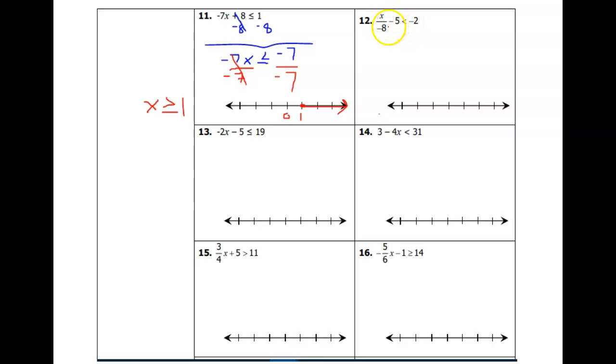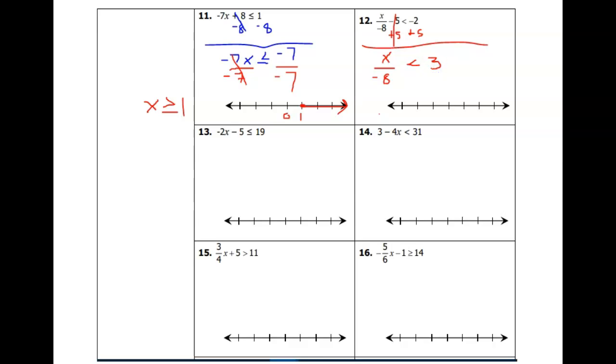Next one, we're going to do the same thing, right? We got to get rid of this subtraction, isolate x by itself. So I'm going to start with the subtraction. I'll add 5 to both sides. The 5s are going to cancel. I end up with x divided by negative 8. Bring down my inequality sign. And then I have a negative 2 plus 5. Well, that's just positive 3.